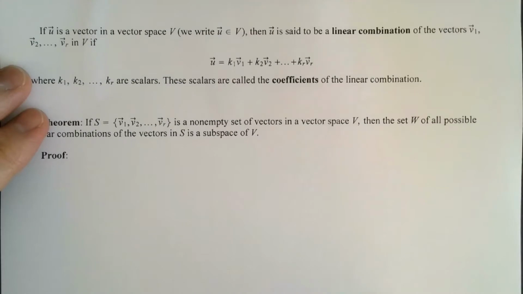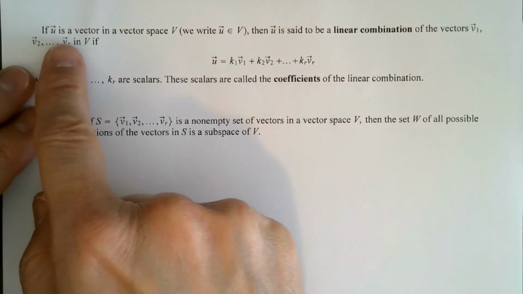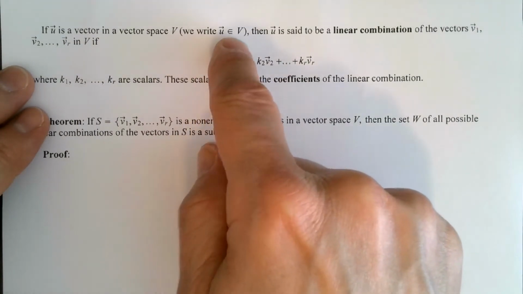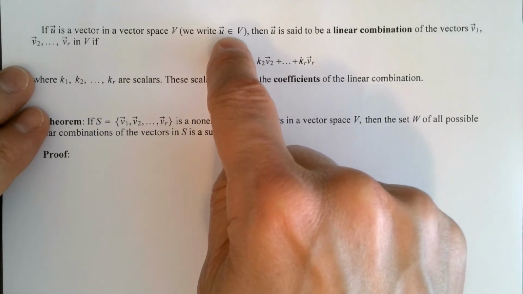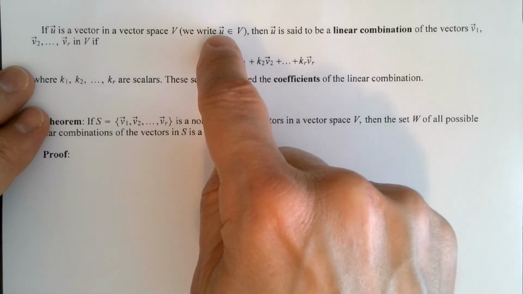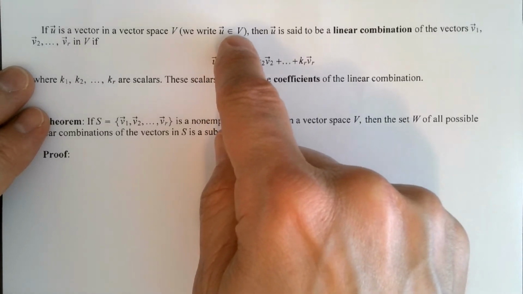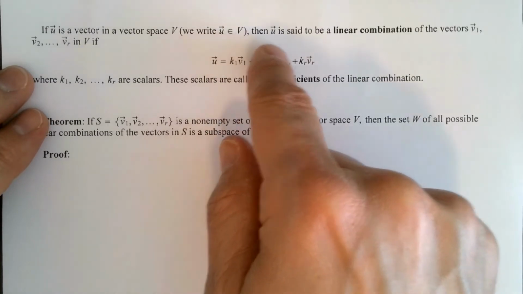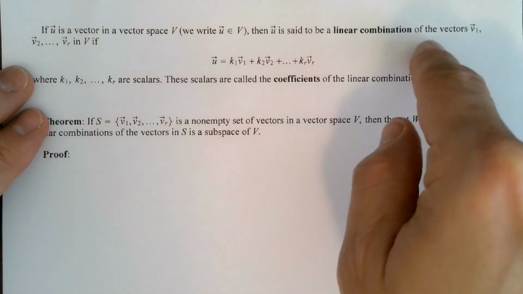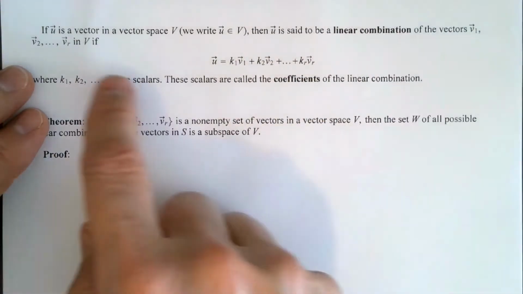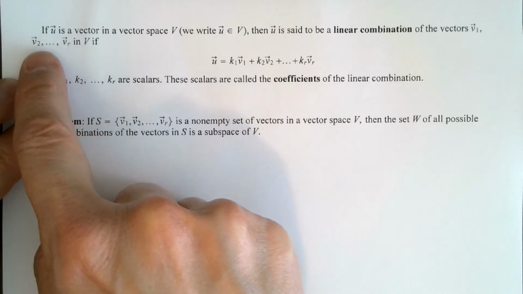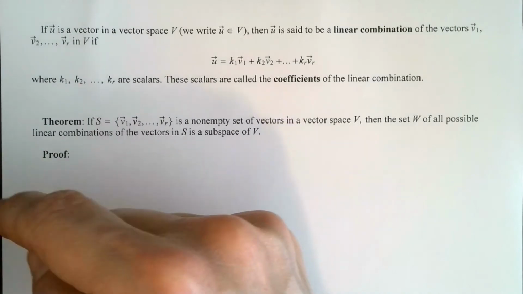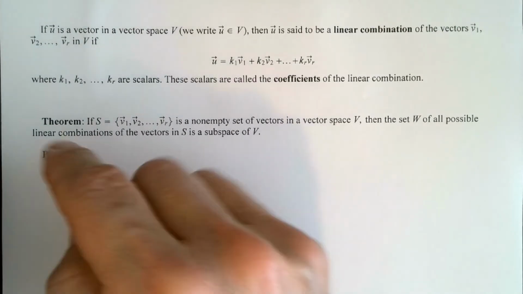Okay, if we have u is a vector in some vector space V, and this is the way we'll write that, the little symbol there, if you don't remember, means is a member of or is an element of. So the vector u is an element of the vector space V. If that's the case, then u is said to be a linear combination of the vectors v1, v2, and so on. These are vectors. These are subscripts on these vectors, so be careful. We use subscripts on components in vectors.